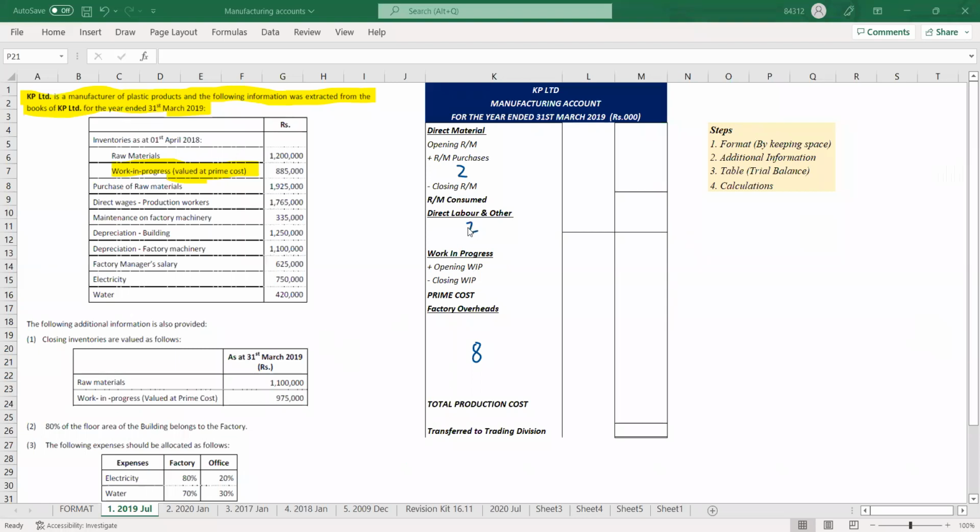Okay, so let's start. Step 1, format. That is step 1. Step 2, the additional information. Don't try to write the information from the trial balance or from the table. Always your second step should be additional information.